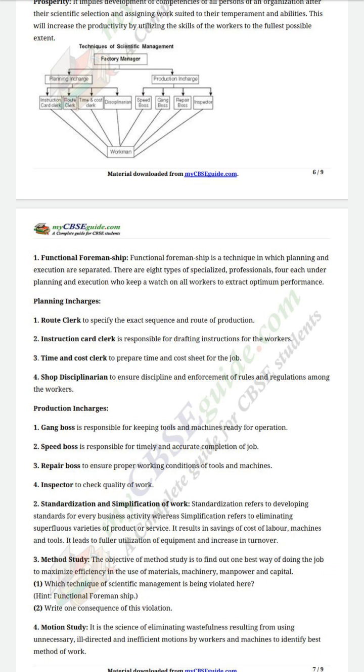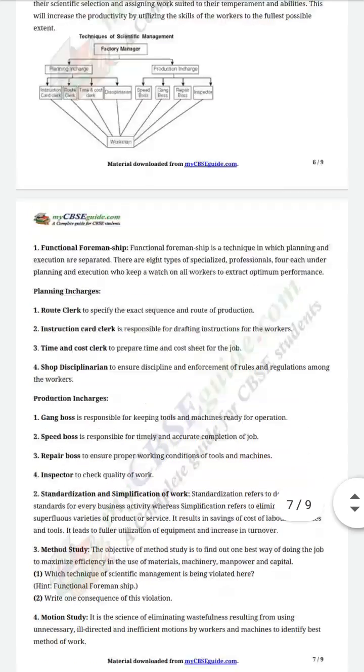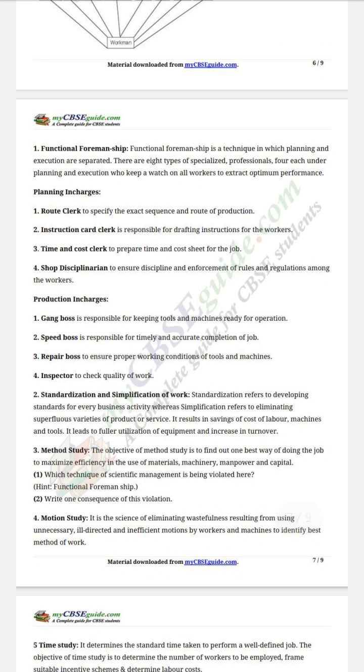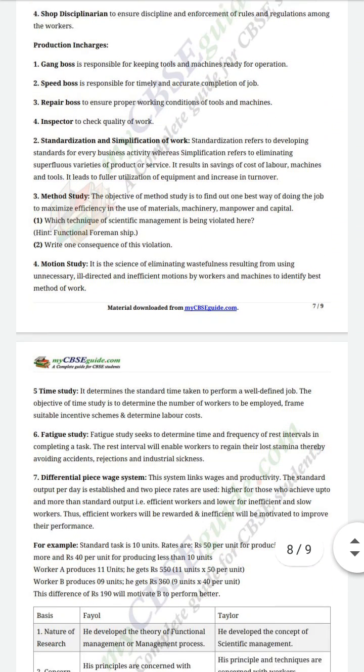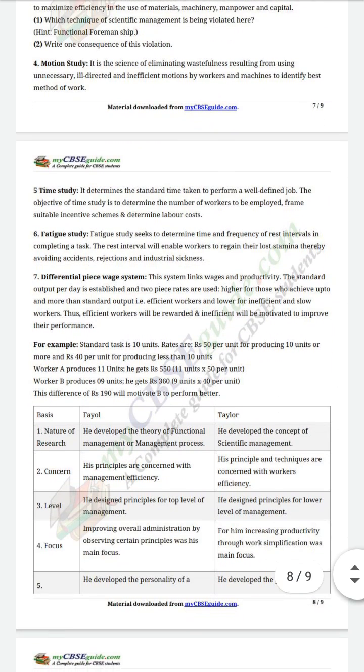Speed boss, what is the responsibility of that person. Repair boss and inspector. You should be thorough in the responsibilities and duties of each technique which was developed by scientific management. It also includes method study. What is a method study, and what is a motion study, time study, fatigue study, and some of the different techniques followed by scientific management, or the differential piece wage system.